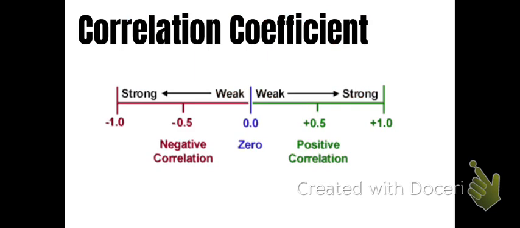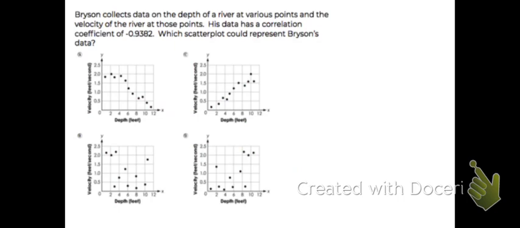So here, at 0, no correlation. That's when it's weakest, and then it's getting stronger as it moves to +1 or -1.